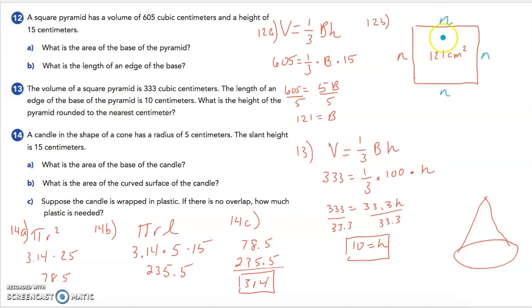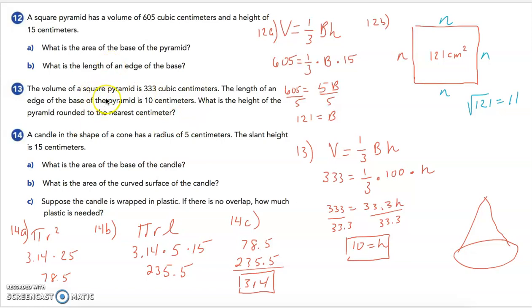So to find the area of this, I have to do length times width, so n times n. So in other words, I have to ask myself what number times itself gives me 121. Or you can look at it as what's the square root of 121, and that equals 11. So the answer to 12b is 11.